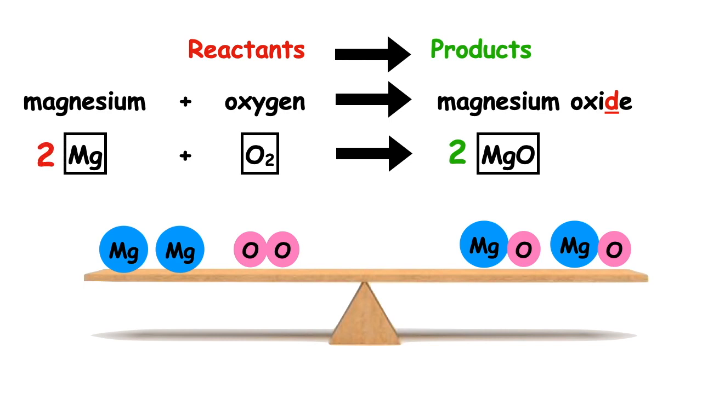We put a 2 in front of the magnesium on the chemical equation. Now what we can see from the pictures is that we have 2 magnesium atoms, 2 oxygen atoms on either side of the equation, which means that the equation is now balanced.